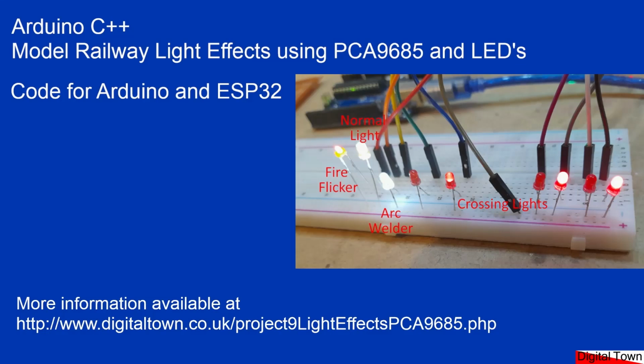So what we see in that video is the various effects happening, but all happening simultaneously. And as you can imagine, the fire flicker has a lot of random timings on it. The arc welder also has some random timings, while the crossing lights obviously have to have fixed timings. So what I'm going to show you today is how to write the code to create these effects.